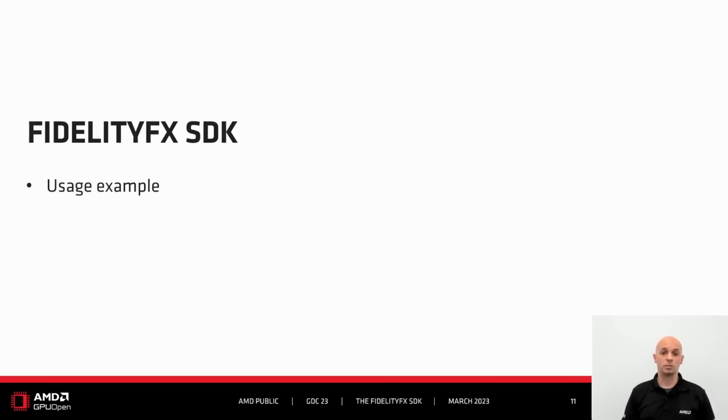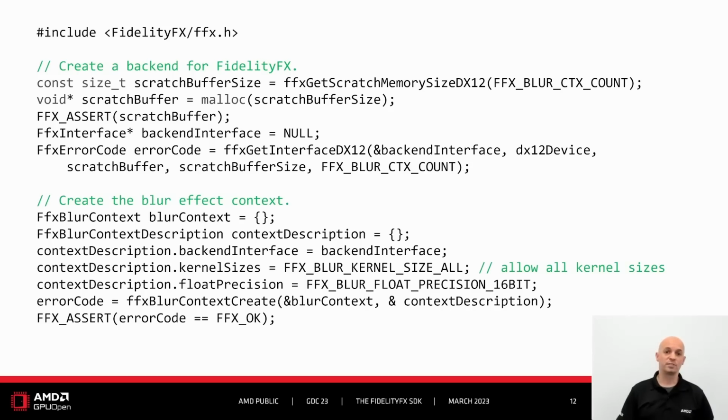Now let's have a look at just how simple it is to initialize and use the Fidelity Effects SDK using one of our new samples, Fidelity Effects Blur. The first step is to query the amount of memory you will need to allocate to back all the effect components you want to support. In this case, we're only backing the blur effect. Note here the DX12 part of the function signature. This is indicating that we are using the DX12 backend in this particular example.